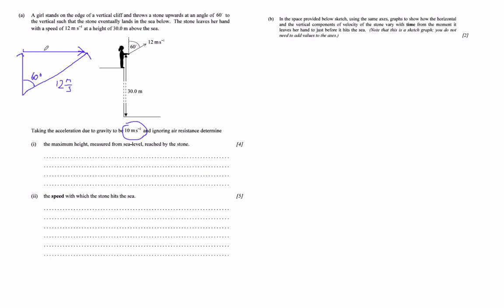And that's because 60 degrees is a special angle. This one ends up being somewhere between 10 and 11, let me just say. Okay, let me see, did I get that right? Yeah. This one ends up being between 10 and 11. This one is somewhere between 5 and 10. Okay, this one comes out even. It's kind of fun. So the first thing says the maximum height measured from sea level reached by the stone. Well, this is going to be a vertical suvat, right?